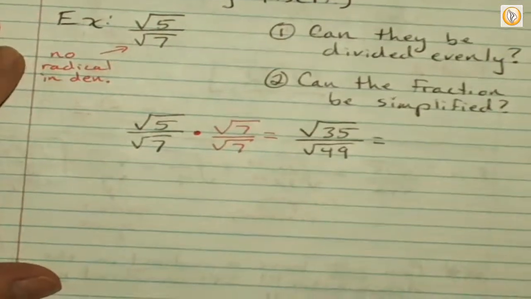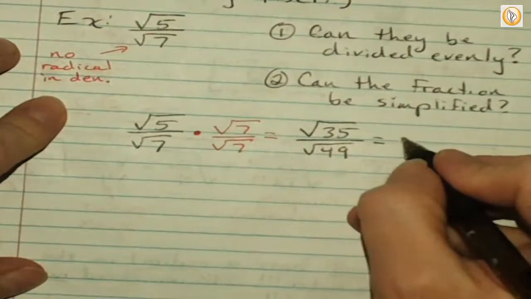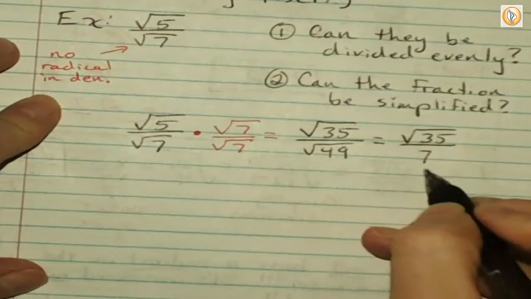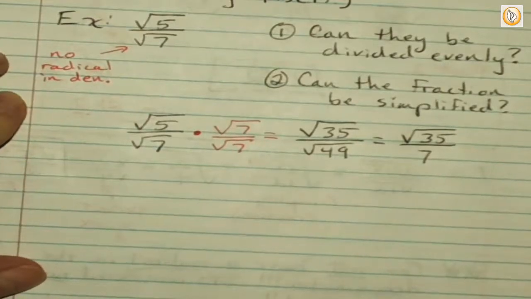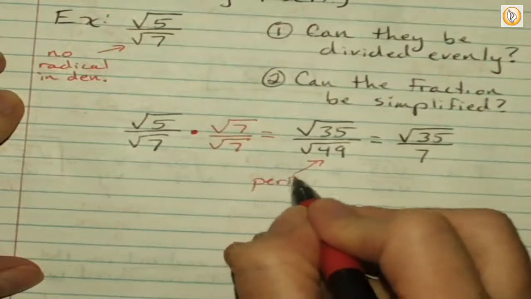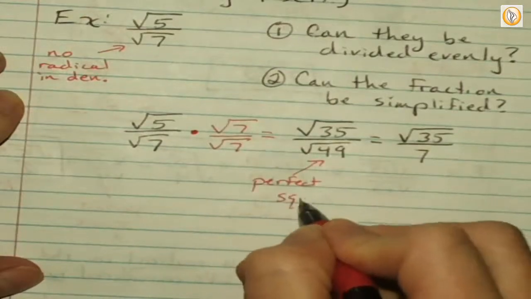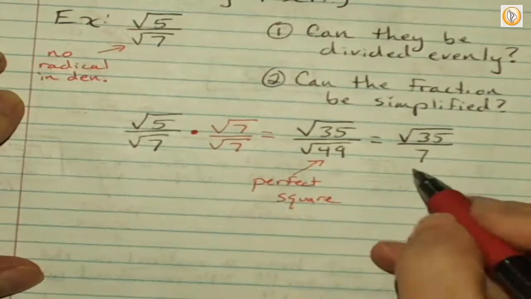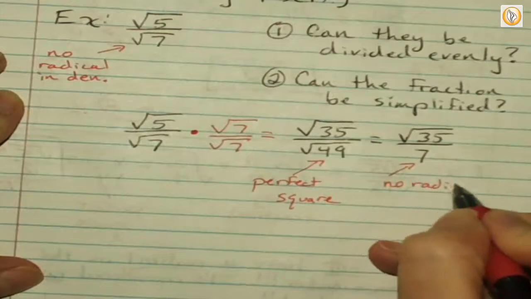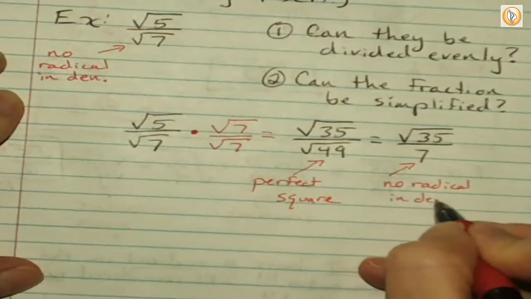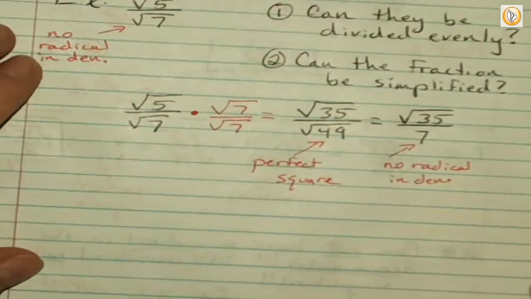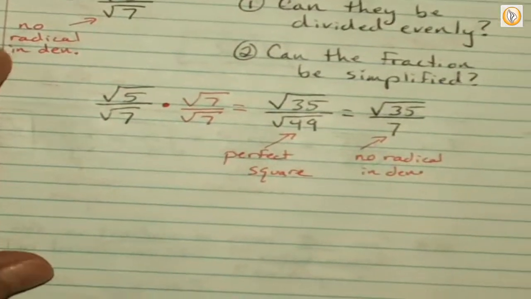Do we see a perfect square now? Yes. So then we have the square root of 35 over 7, because the square root of 49 is 7. This is your perfect square. We no longer have a radical in the denominator. So no radical in the denominator. So we've got to see, is it as simplified as it should be?